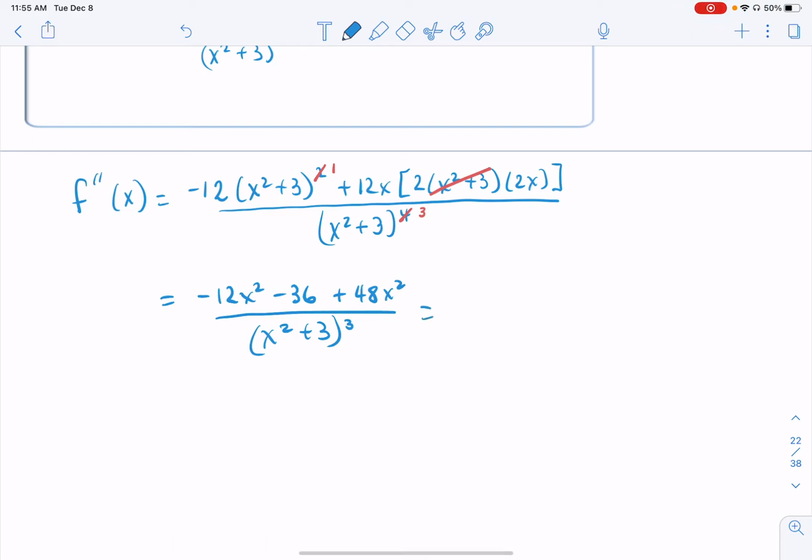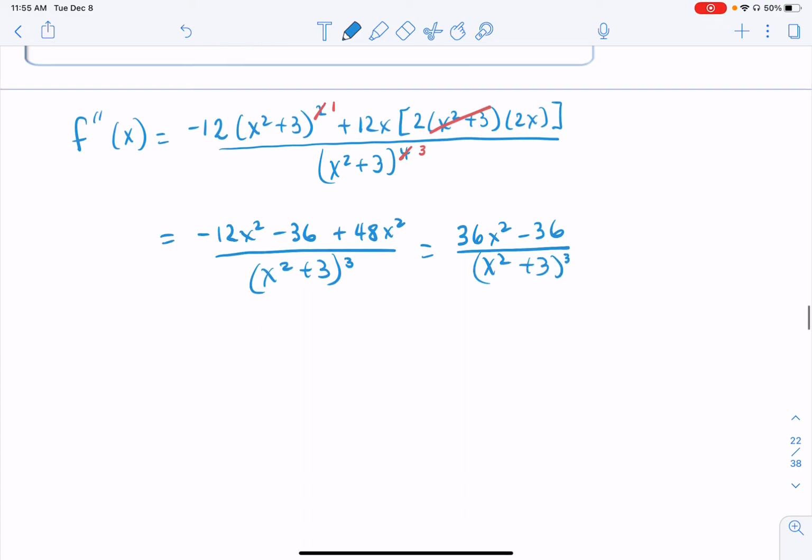All right, let's keep cleaning this up. What is 12 minus 48? Actually, it's 48 minus 12. I'm going to be specific about it. I think it's 36, right? Yeah, 36x squared minus 36. Hey, that's really convenient. x squared plus 3 cubed.